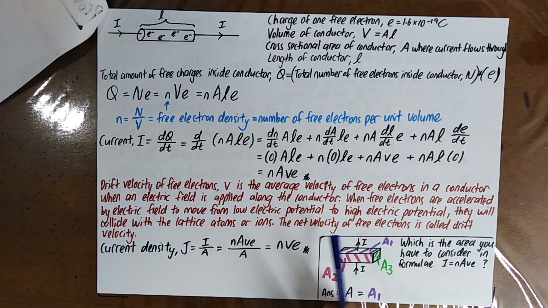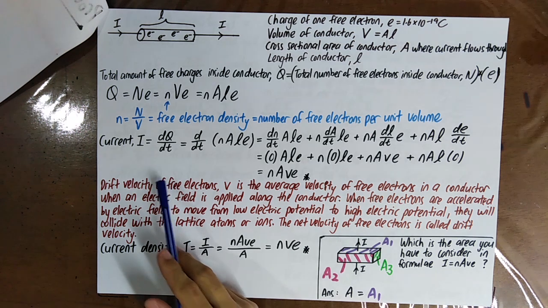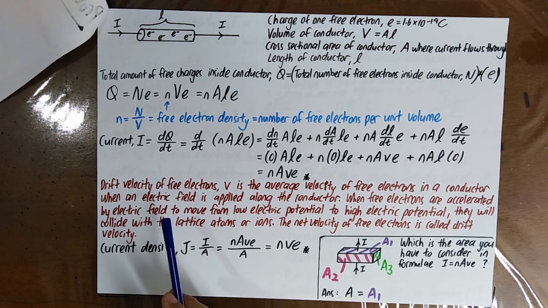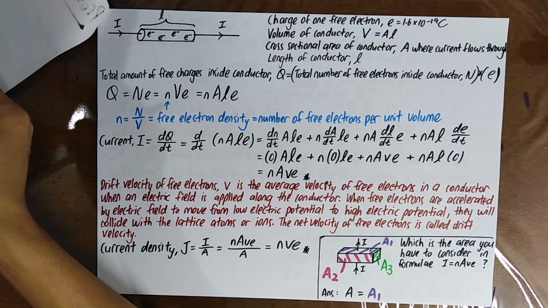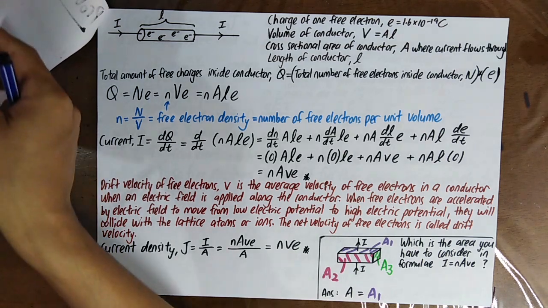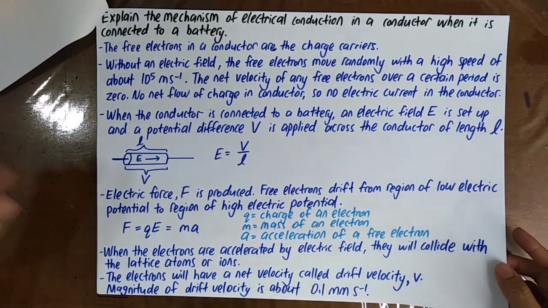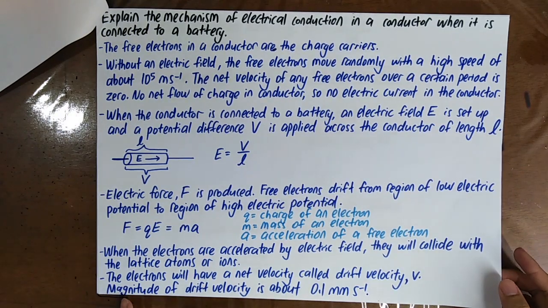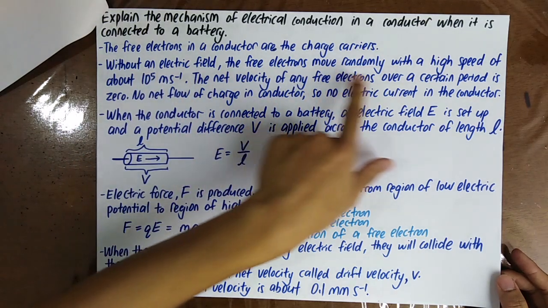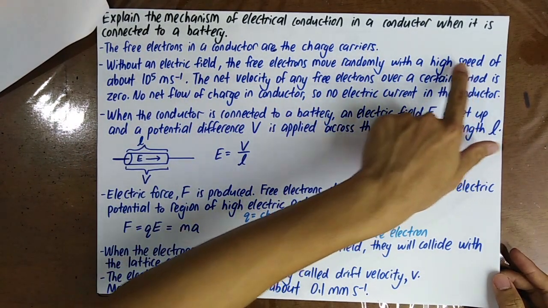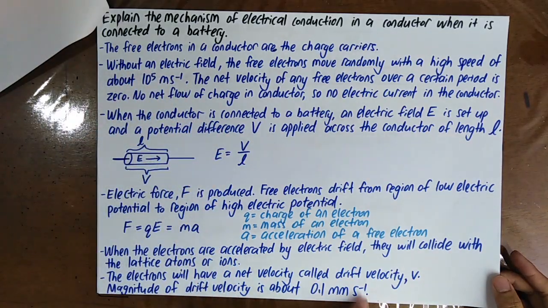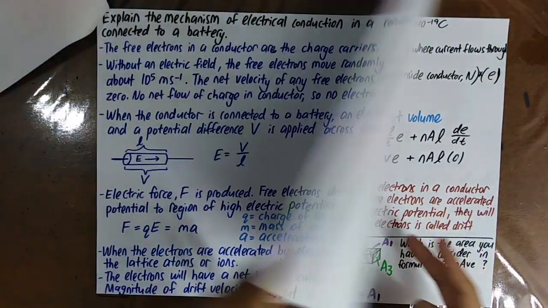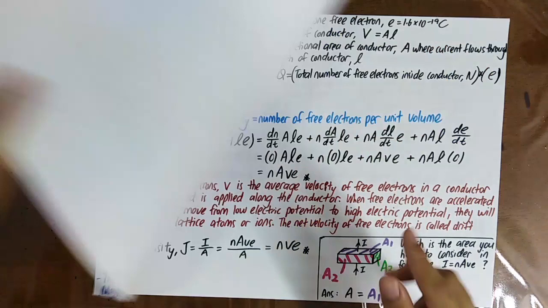Okay? Just now you already learned that the magnitude of the drift velocity is very small compared to the high speed of the random motion of the electrons. The magnitude of the drift velocity is like this, and the magnitude of the random high speed of electrons is like this. This is much bigger than this.